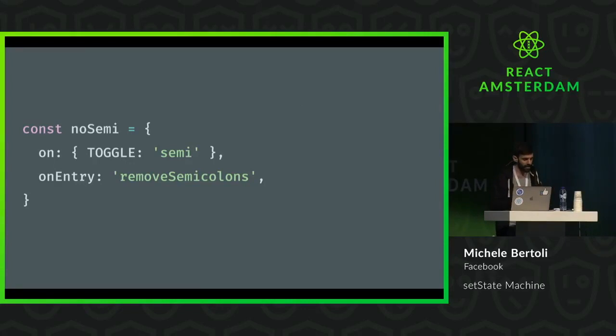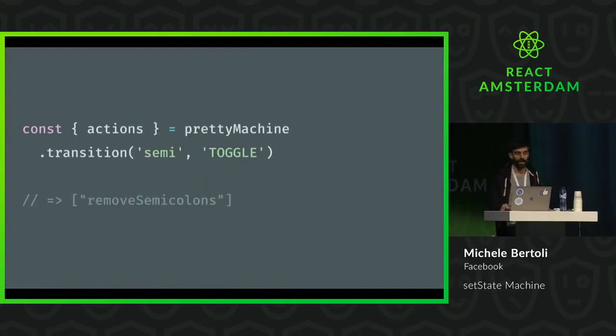This format is pretty similar to the state chart XML, which is maintained by the W3C. That one is XML, this is JSON. But David, the author of XState, is working on a way to convert one format to the other. But yeah, when we have this pretty machine, we can do this.